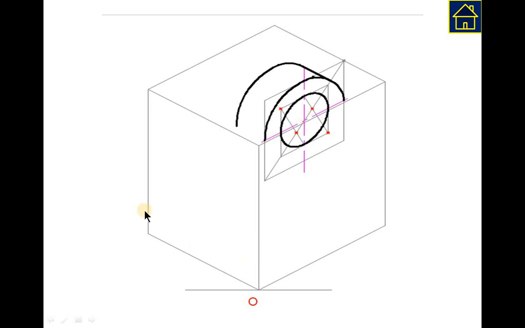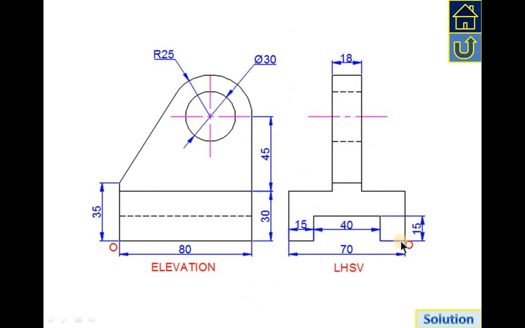Now the base portion we need to draw. Just observe how it is. So I am at the origin. So from the origin I need to go up by 30 mm and then somewhat 5 mm up, and then I am drawing here the tangent line.